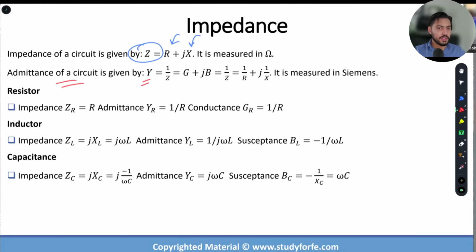Okay, what is admittance? It is a reciprocal of impedance. What is a reciprocal of impedance? It is a sum of the reciprocal of the resistance and the reactance. The reciprocal of resistance is called conductance. The reciprocal of reactance is called susceptance.